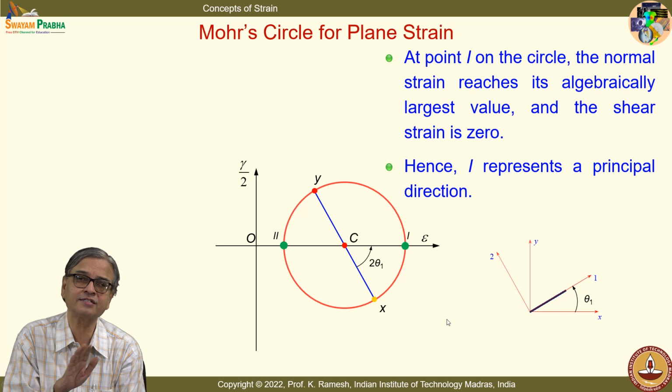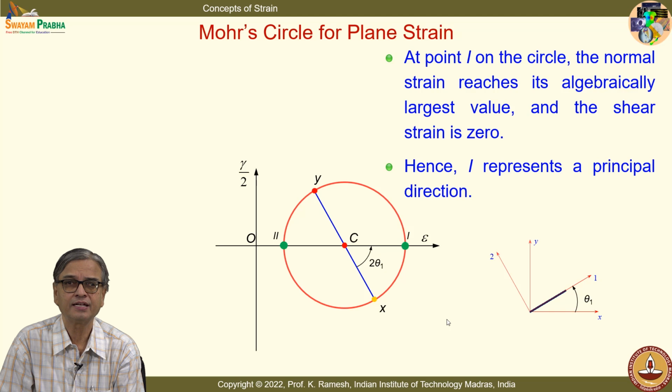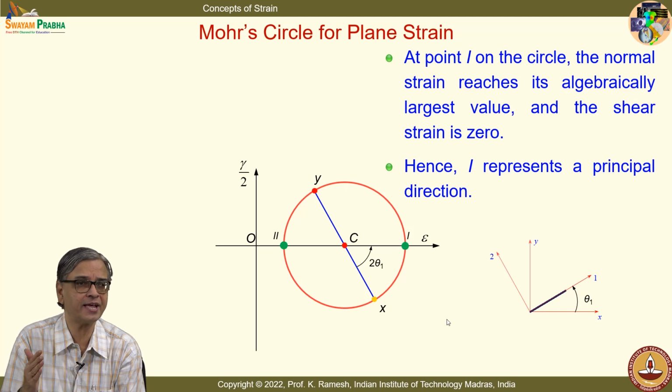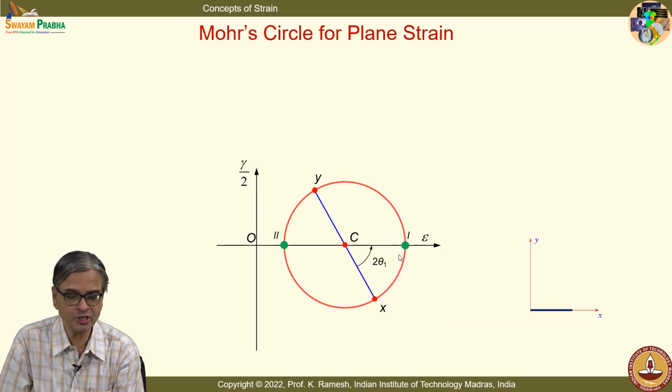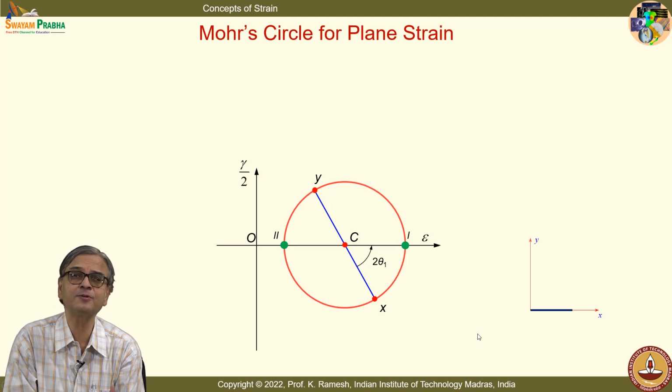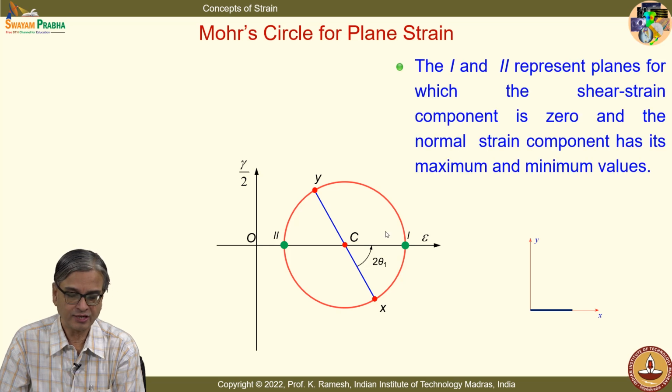So, whatever the discussion we have developed in the case of stress, here again you repeat the same, but you should recognize on the y axis I plot gamma by 2. That is the only difference. And I have principal strain direction 1 and principal strain direction 2. Like principal stresses, you also arrange them algebraically. So, that is what is listed here.